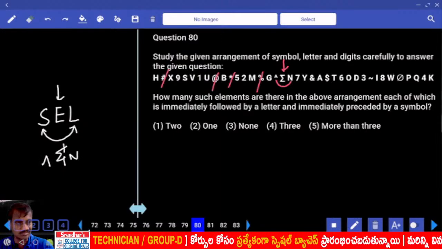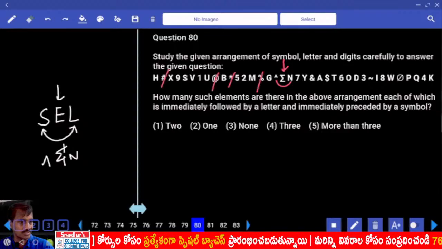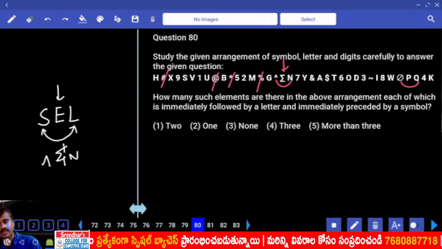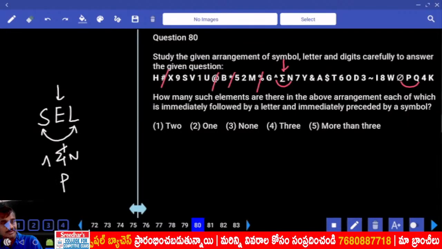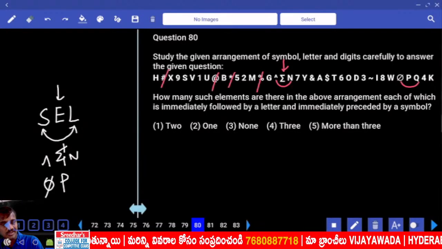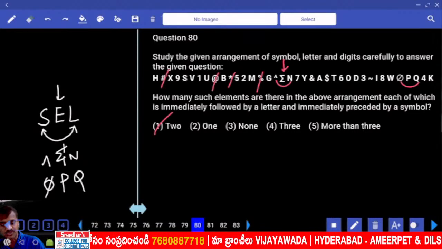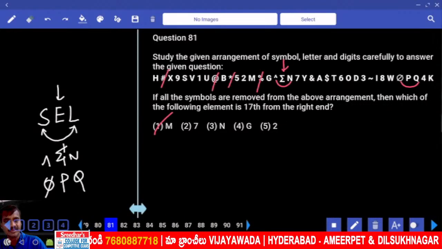And next one, symbol and alternate letter. Symbol, alternate letter. Yes. Now this P. P is a letter and that is an element preceded by the symbol pi and followed by the letter Q. And how many are there of such type? 2. That is choice 1, question number 81.